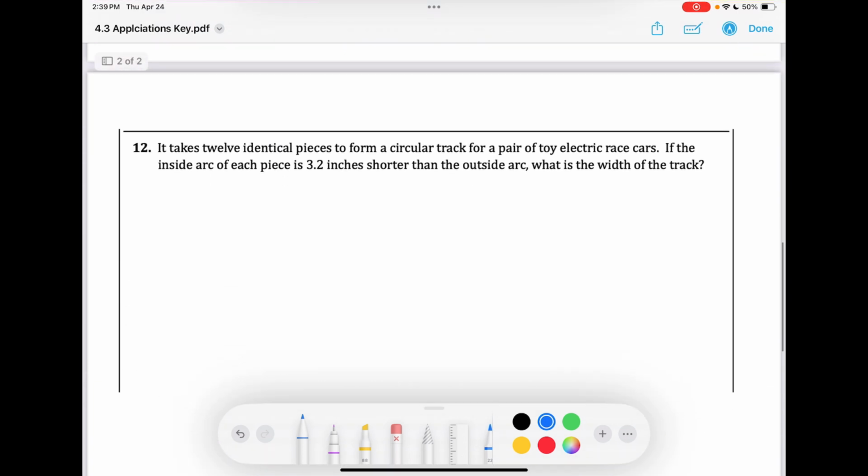Good. All right. How about number 12? Number 12 says that it takes 12 identical pieces to form a circular track for a pair of toy electric race cars. In class we mentioned that we are going to translate the English to math, and when there is a picture, the answer is in the picture. So 12 identical tells us everything is exactly the same.